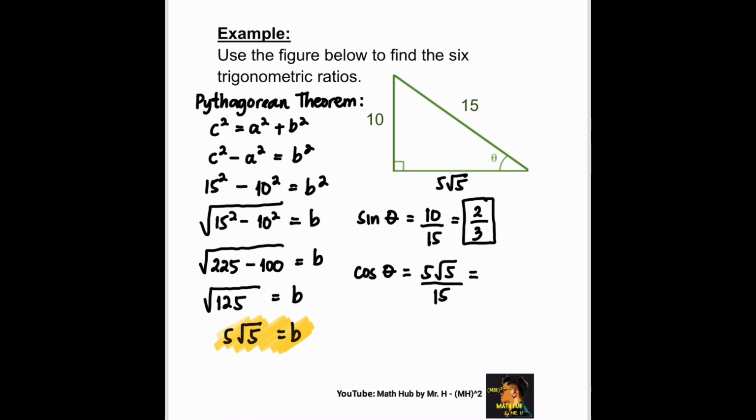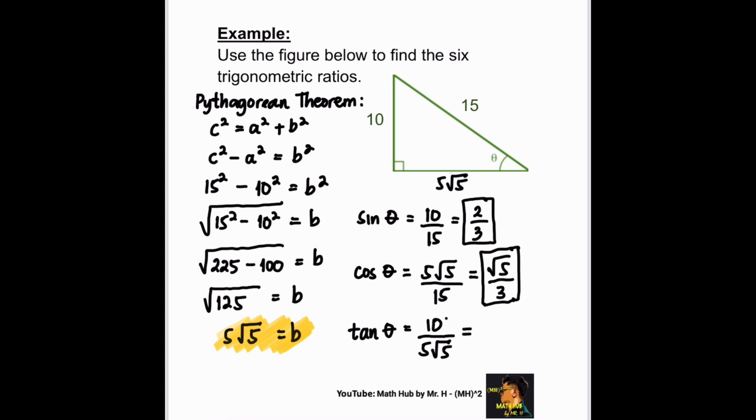And from here we simplify. So it's going to be square root of 5 divided by 3. And that is the value of cosine theta. So for the tangent theta, tangent theta will be equal to opposite divided by adjacent. So opposite is 10 divided by adjacent, which is 5 square root of 5.